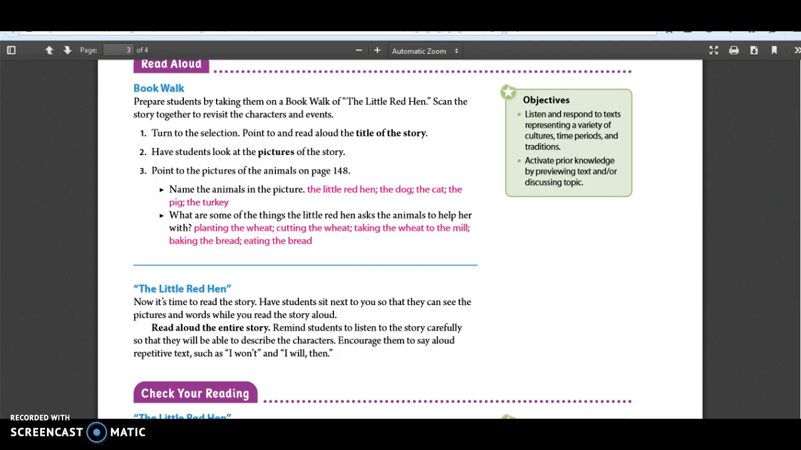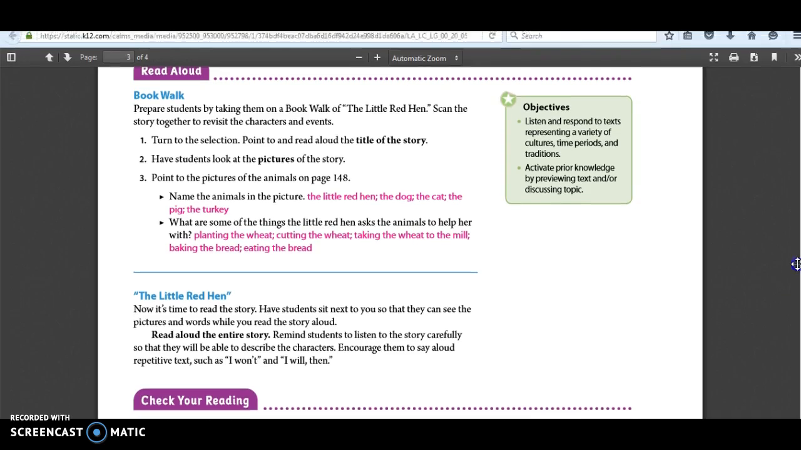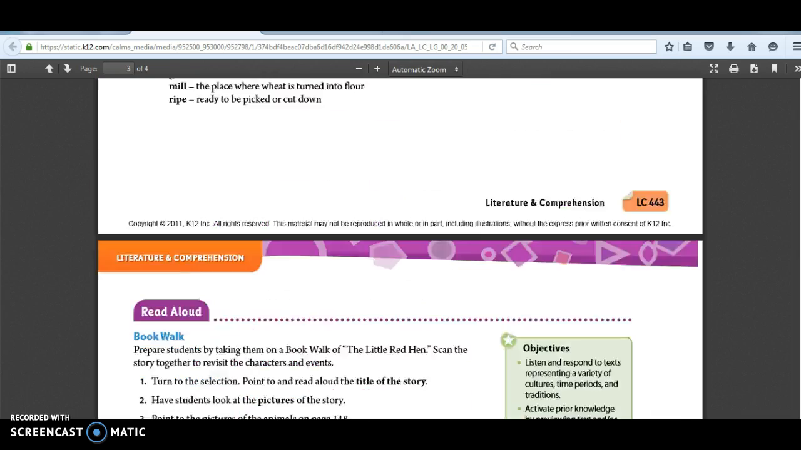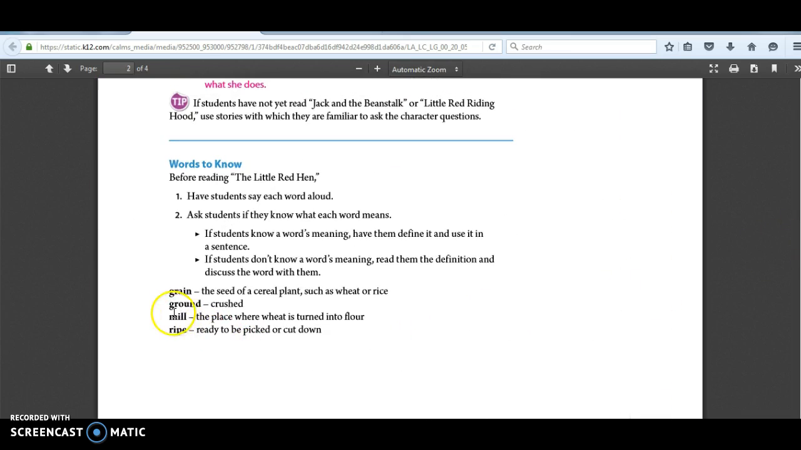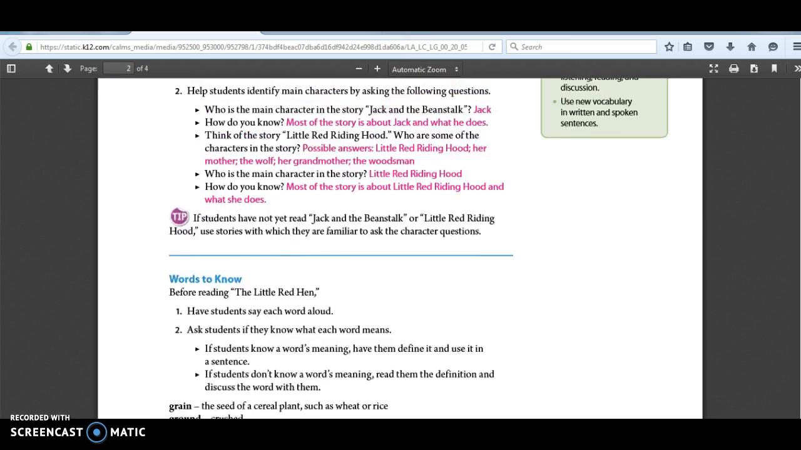Once you have looked at the pictures and talked about the title of the story, then you will want to go back and go over the new words that are in the story that you're going to be reading, such as the word grain, which is the seed of a cereal plant such as wheat or rice, ground, which means crushed, a mill, which is a place where wheat is turned into flour, and ripe, which means ready to be picked or cut down. So once you've completed those activities, rereading the story, doing a book walk, and going over the new words, then you can move on with the rest of the activities in this lesson.